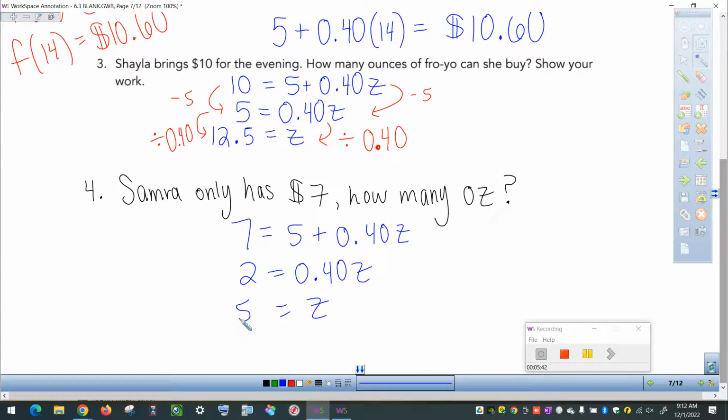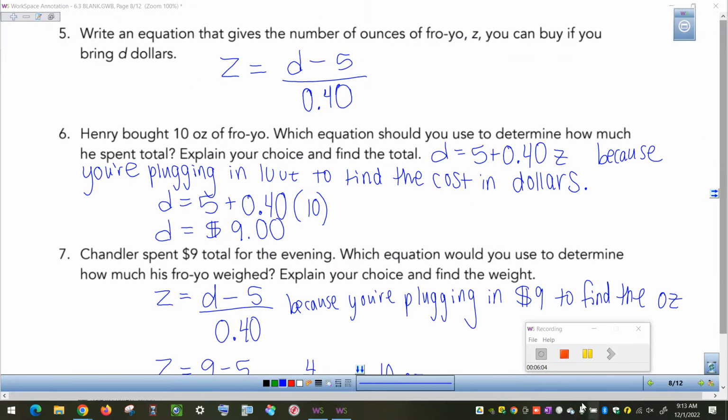All right, so the steps that we actually just did for number 3 and number 4, thinking about starting with a dollar amount, working backwards to figure out the number of ounces, that is what's going to help us with number 5. So let's go back to this screen. So now we want to go the other way, and we want an equation that's going to give us the number of ounces based on knowing how much money you bring, D dollars.